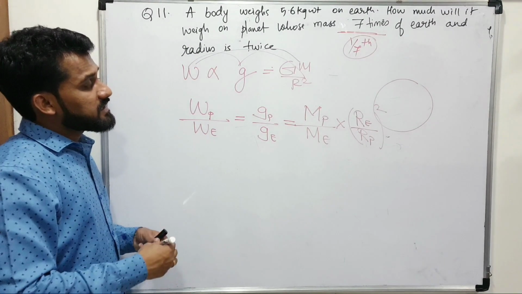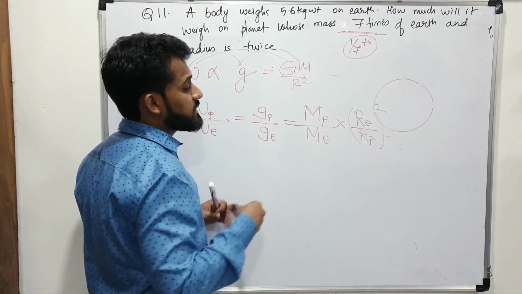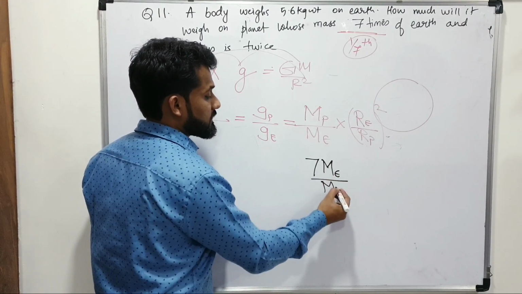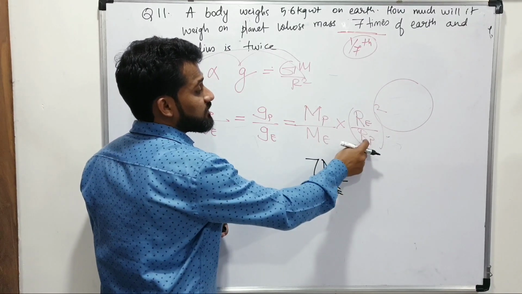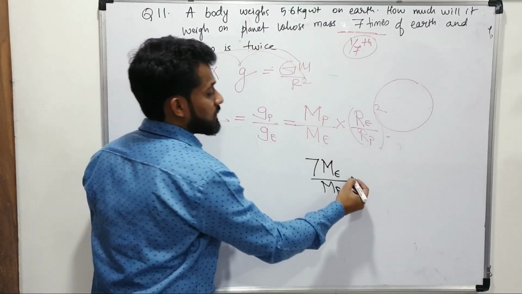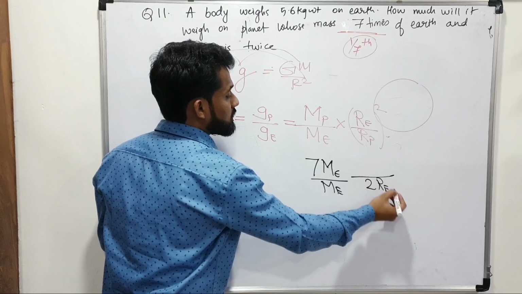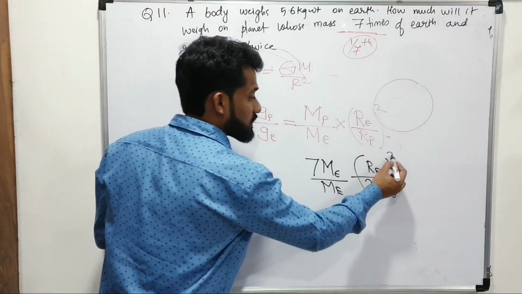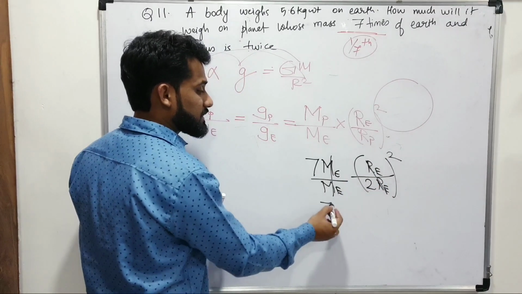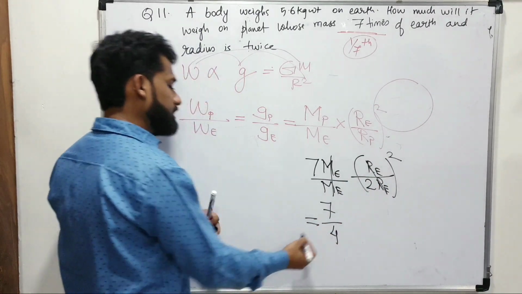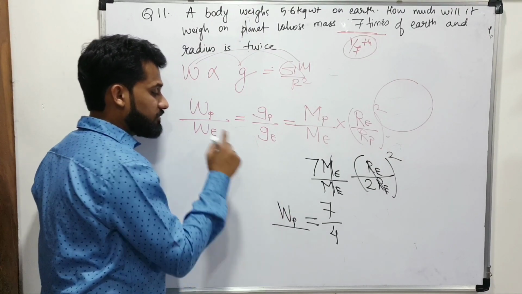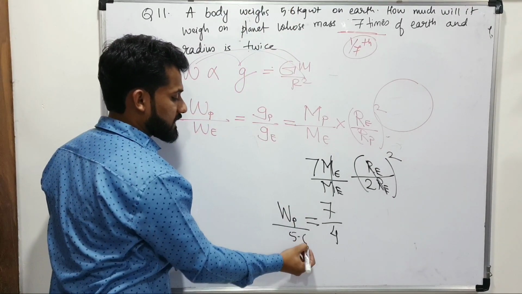In this question it is given the mass of that planet is 7 times that of Earth. So 7 times ME, and radius of that planet is twice that of Earth. Radius of Earth upon twice the radius, whole square. So this will cancel. So 7/4 will be the ratio of weight on that planet, which we don't know, upon weight on Earth, which is 5.6.